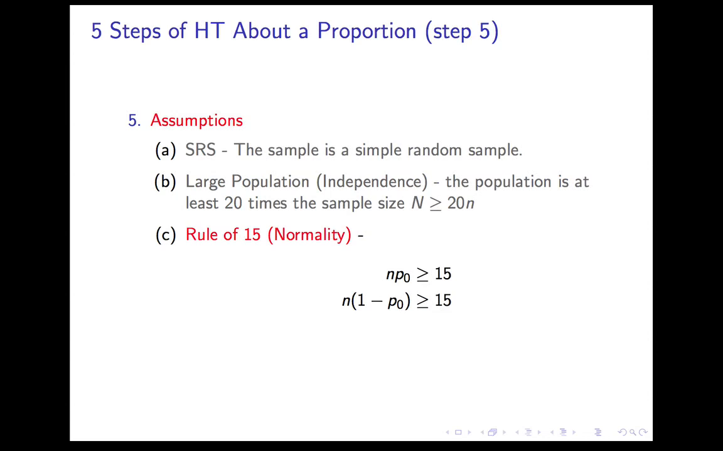Here, we can use P0 in place of P, which of course we don't know. Right? If we knew P, it would be N times P is at least 15, and N times 1 minus P is at least 15. In a confidence interval where we don't know P, but we do know P hat, we use P hat. In a hypothesis test, where all the calculations are done assuming that P equals P0, we can use P0.